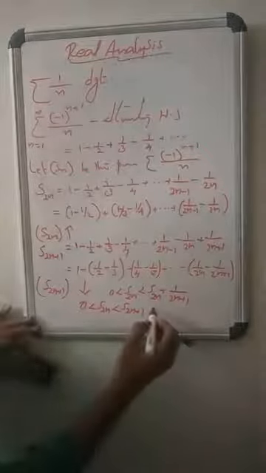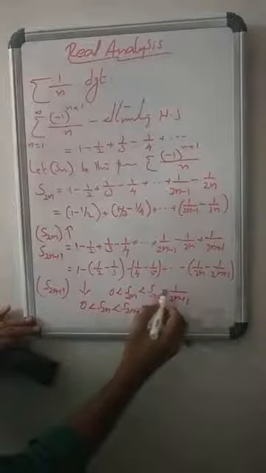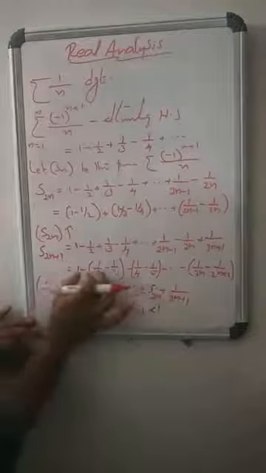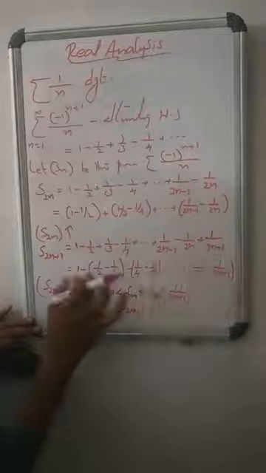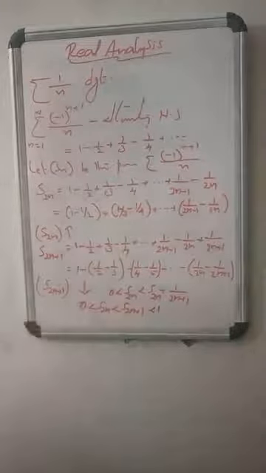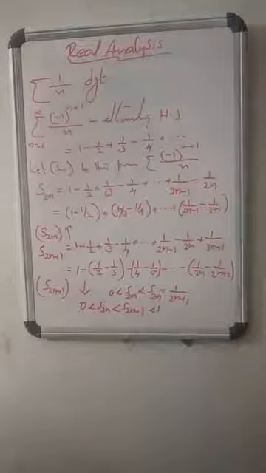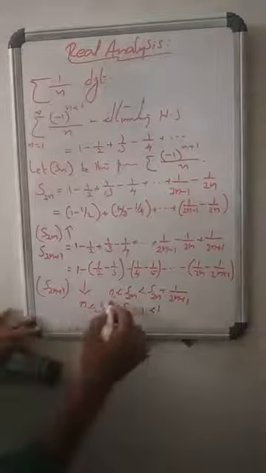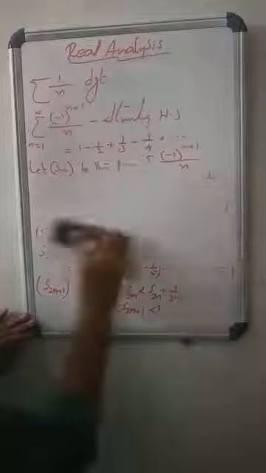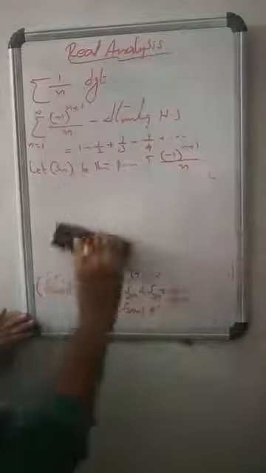What is this s_{2n+1}? What is s_{2n+1}? It is 1 minus of this one. S_{2n+1} is 1 minus of this one, which means this should be less than 1. So 0 less than s_{2n} less than s_{2n+1} less than 1. That means for the sequence, from here, what do you get? 0 less than s_{2n} less than 1.